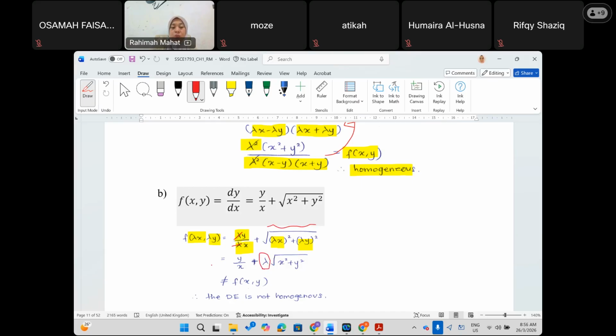This means that f of lambda x, lambda y is not equal to f of x, y. So from here we can make a conclusion that this DE is not homogeneous. That is how we check or determine whether an equation is homogeneous or not. Is that clear?